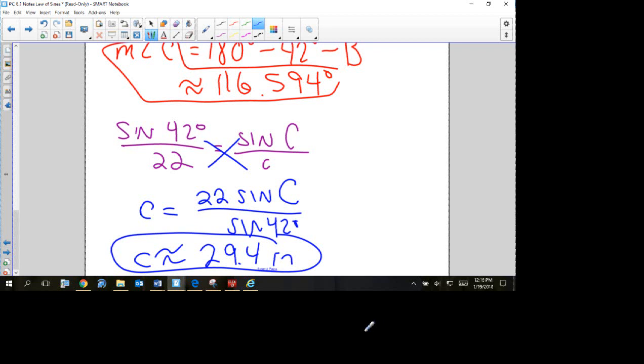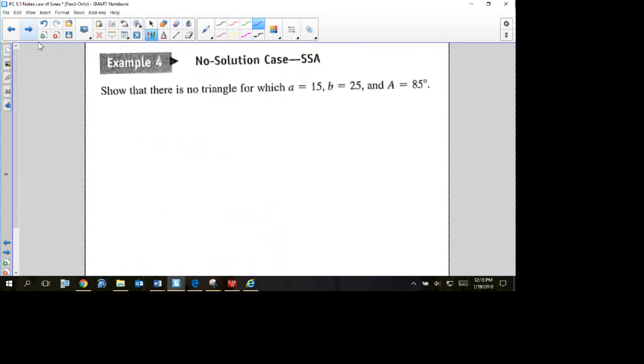All right, question? Next example is going to be the no solution. So let's figure out why. So we first look at it and we go, all right, we're given a side, and we're given an angle. That spells something. It spells SSA. Yep, you got it.